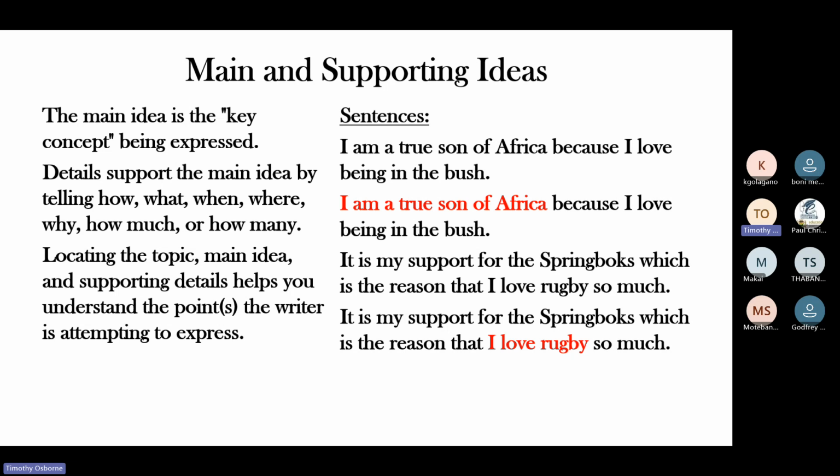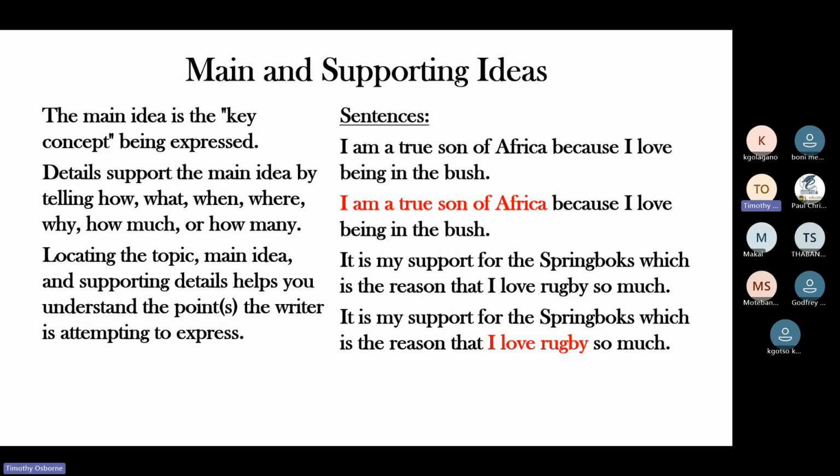Now here are a few sentences in which we've got the main idea highlighted in red. And there, of course, we read, I am a true son of Africa because I love being in the bush. So there already, I'm sorry I couldn't bring it in slowly to give you time to think about it, but there you see, the supporting detail is why I am a true son of Africa. And it says there, because I love being in the bush. That's not the main point that is being made in this sentence.